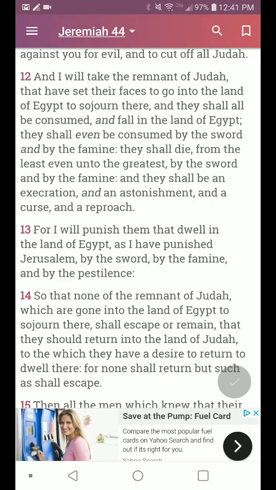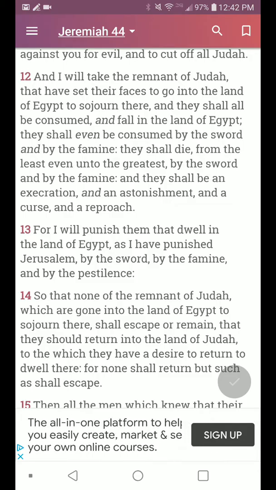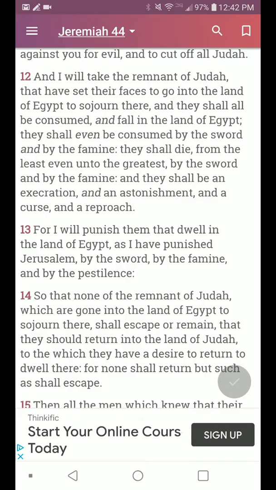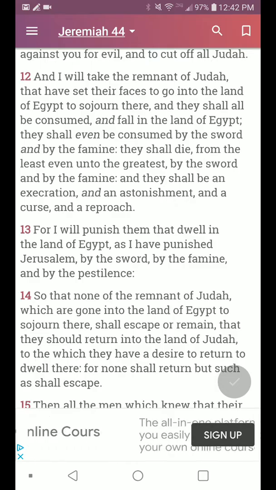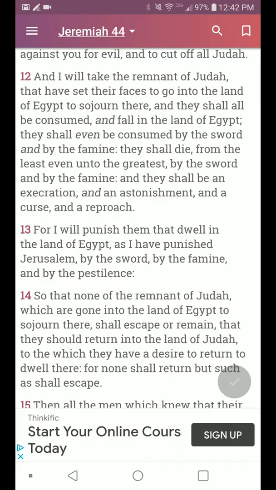These people think they're untouchable, man, because they got Esau. It appears that Esau got their back. The devil is going to turn on them too, man. So it says, by the sword and by the famine, and they shall be an execration, and an astonishment, and a curse, and a reproach. For I will punish them that dwell in the land of Egypt, as I have punished Jerusalem, by the sword, by the famine again, and by the pestilence.